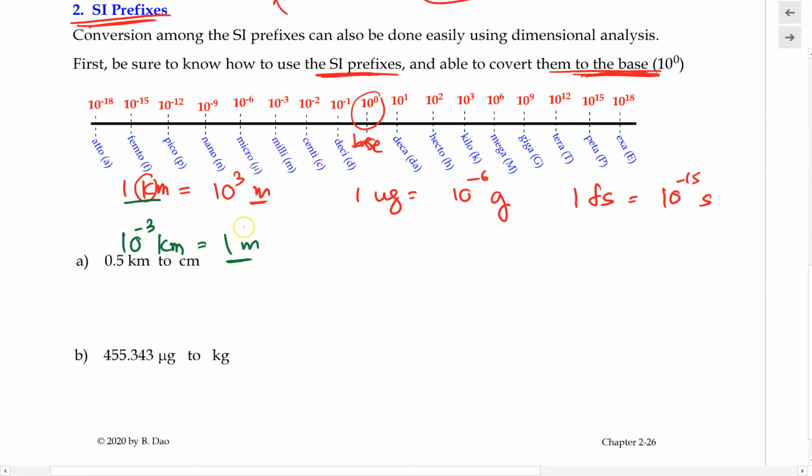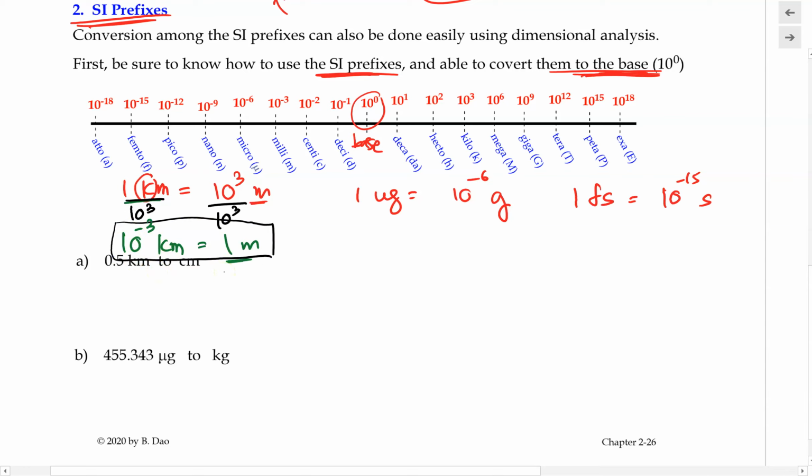If we were to divide both sides by 10 to the third, then 10 to the third over 10 to the third is equal to 1, and we have meter. Now 1 over 10 to the third will then equal 10 to the negative 3 kilometer. So therefore, mathematically, they're the same thing.